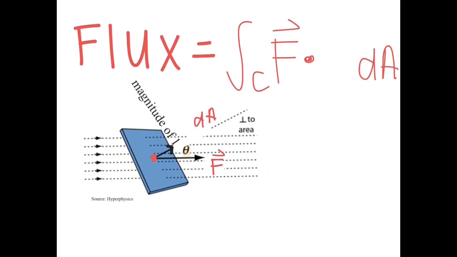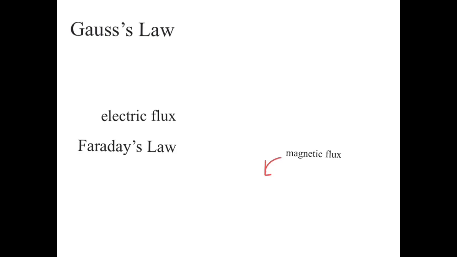Speaking of perpendicularity, we can also calculate flux using a unit normal vector, which can be denoted as n hat. N hat is a vector with a magnitude of 1, which points in the direction normal or perpendicular to our surface. And voila! There you have it, flux.